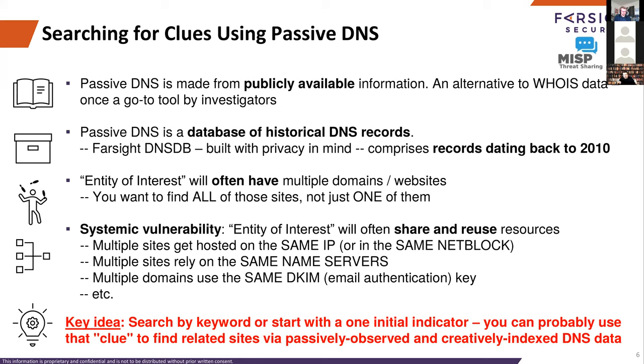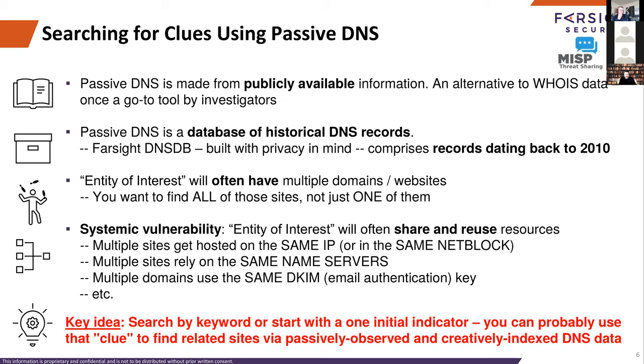The alternative was whois data. It once was a very important tool, but with the privacy laws and some other restrictions, it has become not a very useful tool for investigators at this time. Yes, you may get some information from whois, but very often, especially criminals, they hide behind privacy guards.